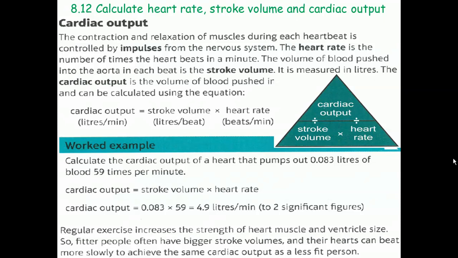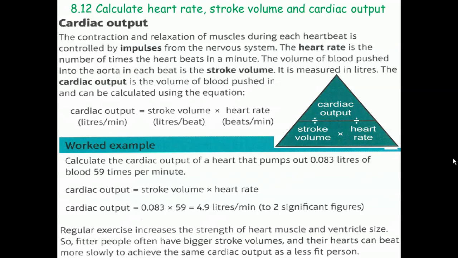So if your heart beats, say, 60 times in a minute, that means your heart rate is 60 beats per minute. Now the volume of blood pushed into the aorta in each beat is the stroke volume. So the stroke volume is how much blood, the volume of that blood, pushes out of the left ventricle into the aorta every beat. And if we multiply that by the amount of beats in a minute, we can then work out the cardiac output, which is the amount of blood that is pushed out of the left ventricle and into the aorta every minute.